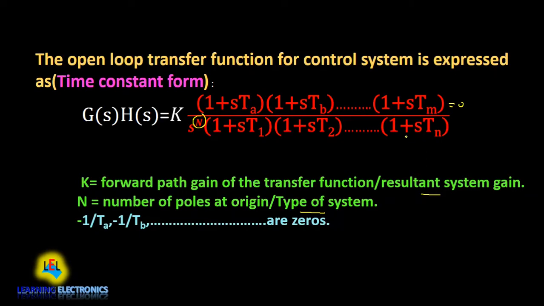Similarly, if we want to find out the poles of this transfer function, then we have to equate the denominator of this transfer function equal to 0. Then we will get minus 1 upon T1, minus 1 upon T2, etc., which are poles of this transfer function.